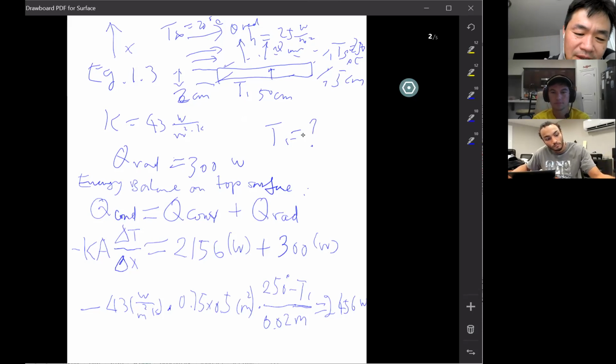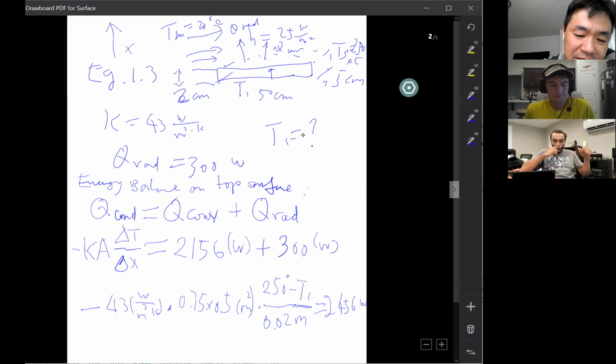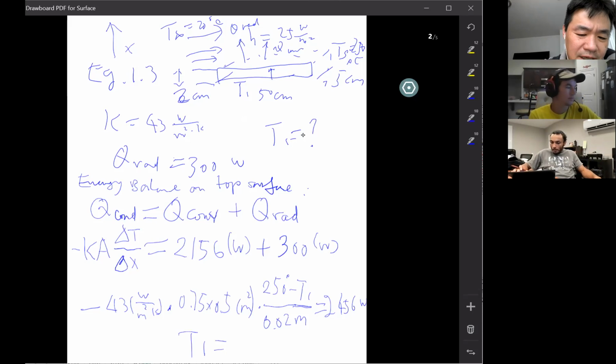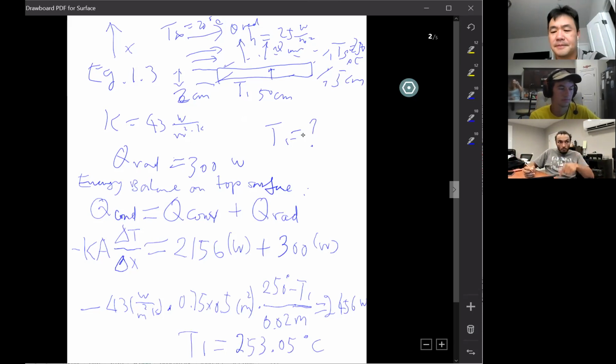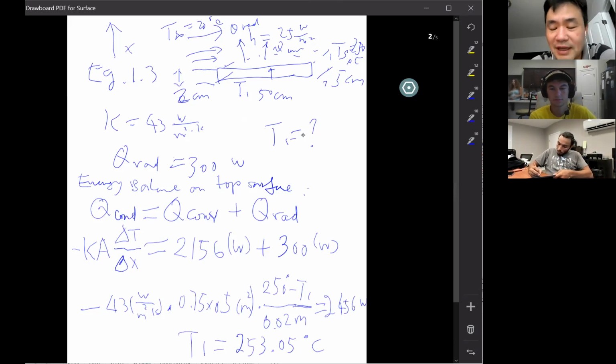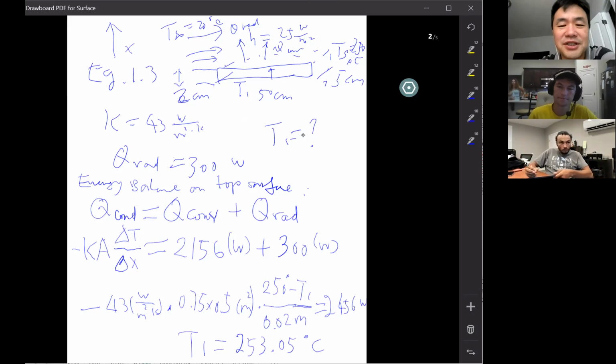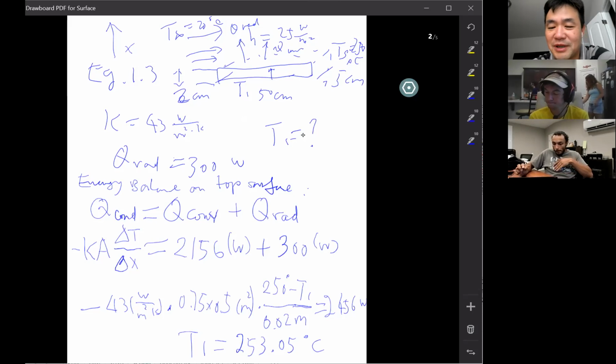Okay, so the temperature T1, if you calculate it, will be 253.05 Celsius. When you look at your result, always examine it. Take a look, check, double check, see if it's reasonable. It has to be higher than 250. Is it higher? Yes, it is, so it's good. It's reasonable at least. Maybe you made some mistake in the calculation. Anyway, it doesn't matter. 18 out of 20, I'm happy.